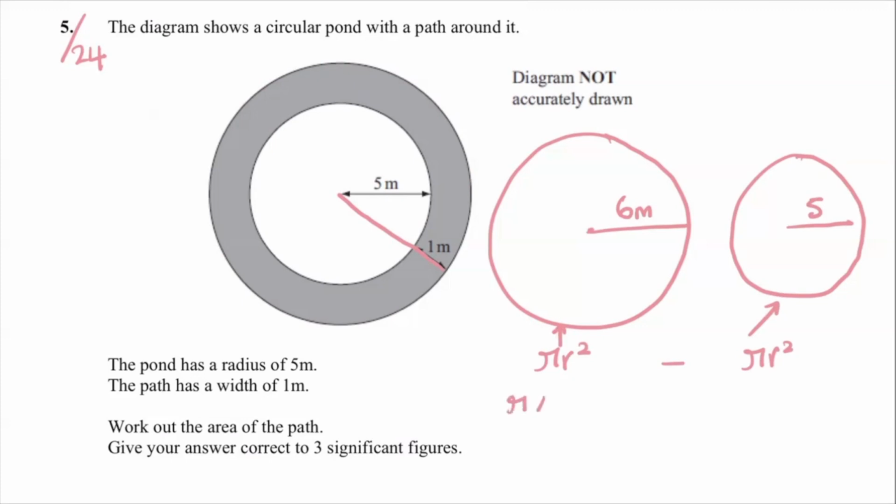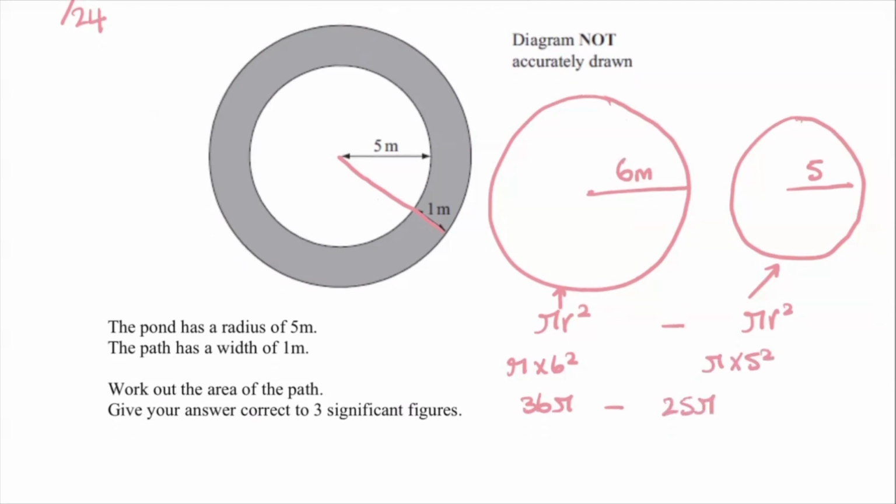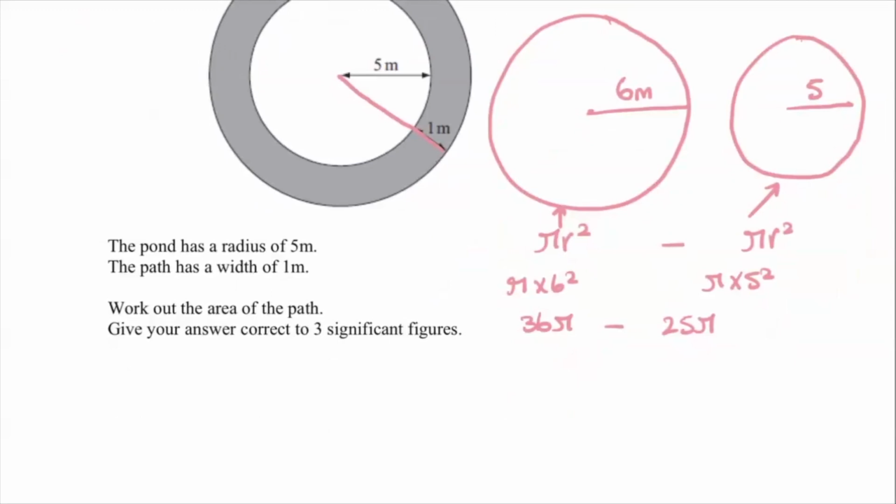So we've got pi times 6 squared, which is 36 pi, take away pi times 5 squared, which is 25 pi. Now, you can go into decimals at this stage, or you can just leave it in pi. 36 take 25 is 11 pi. You could then put your 11 pi into your calculator, which will give you 34.55, and on it goes. We want 3 sig fig, so count 3 and cut. 5 is big enough to add 1, so we've got 34.6 meters squared as our final answer.